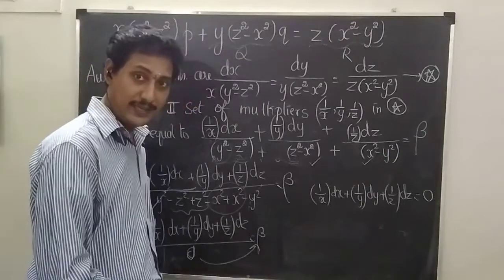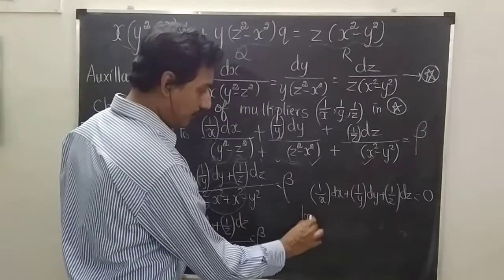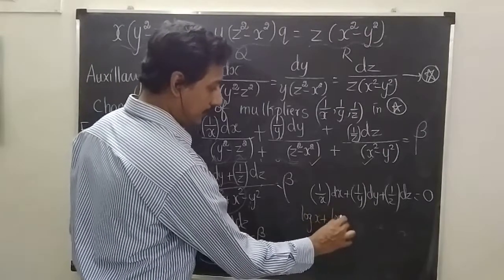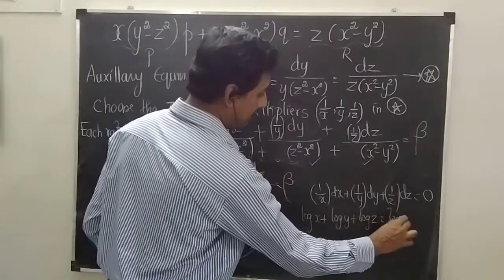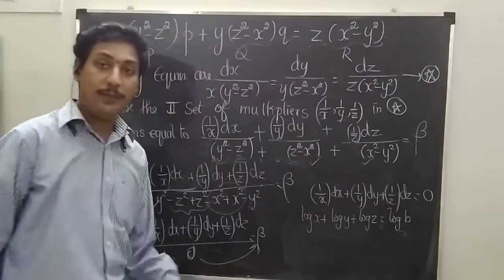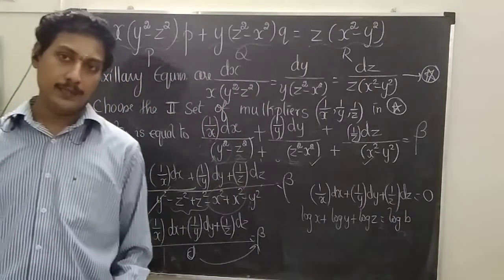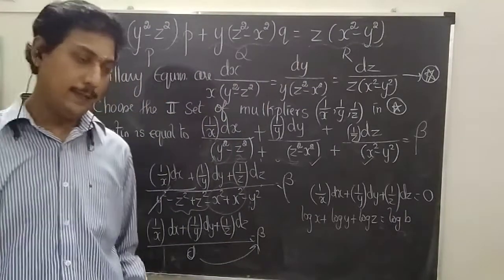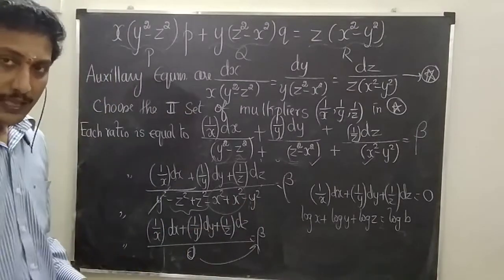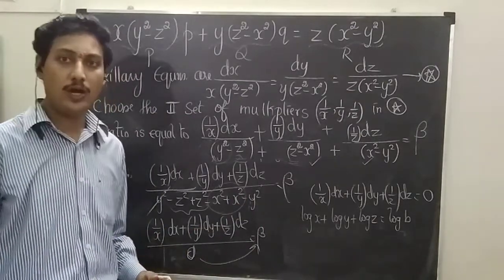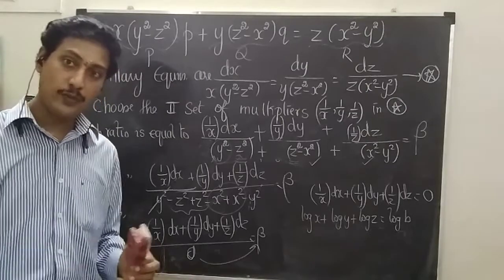What is the integral of dx by x? Log x. Integral of dy by y? Log y. Integral of dz by z is log z. So I can choose the constant also in terms of log. With the help of the properties of logarithms, the multiplication theorem, also known as the addition theorem, log x plus log y is equal to log xy.